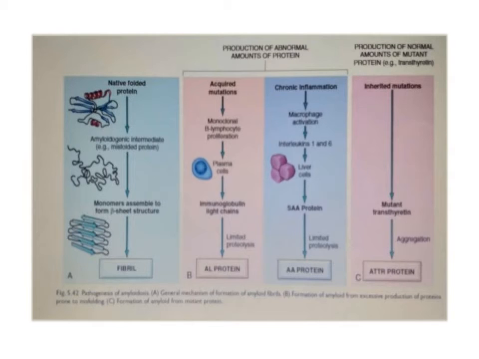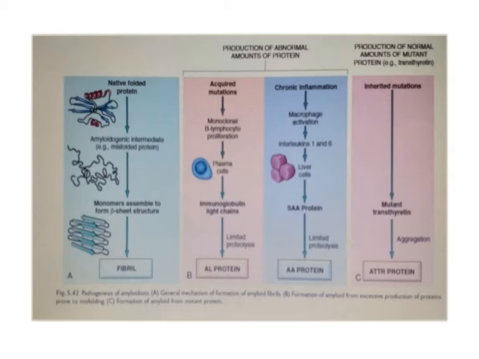This flowchart shows the pathogenesis of amyloidosis. Like a native folded protein, it either is produced in an excess amount or certain mutations take place, leading to misfolded proteins that aggregate in monomers or non-branching fibrils that give rise to a beta-pleated sheet configuration, and these fibrils get deposited extracellularly in various tissues and organs.